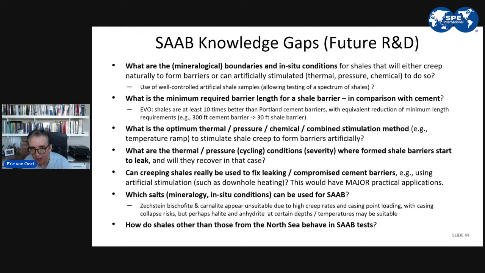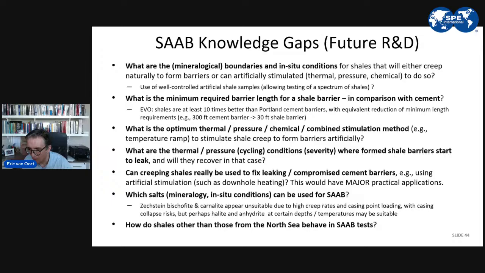Then we still would like to find out what is the optimum stimulation method or combination of stimulation methods. What are really the thermal and pressure conditions, if any, where formed shale barriers start to leak? Will they naturally recover in that case? Can they really be used to fix leaking and compromised cement barriers? And that would have major implications, right? Particularly for future well abandonments with wells that have, for instance, currently sustained casing pressure. That would be something that would be very interesting.